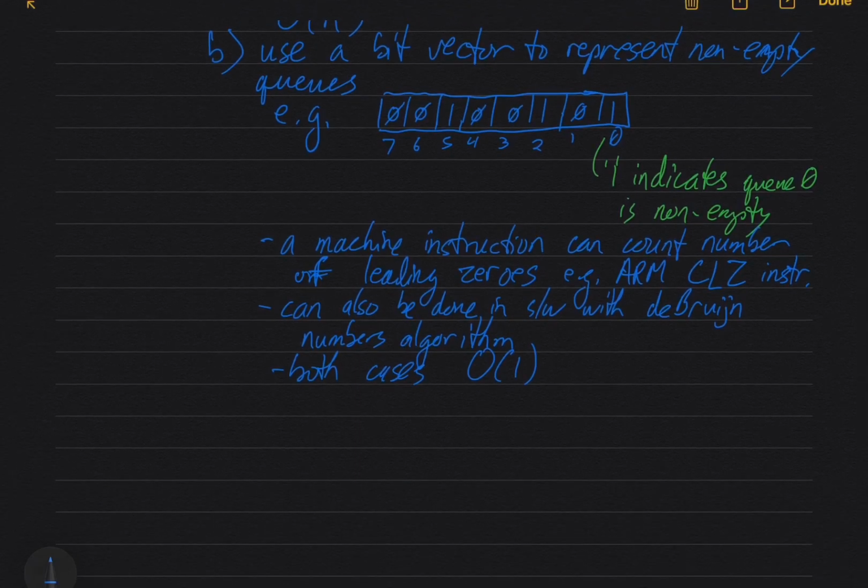And as a result, fixed priority preemptive scheduler overhead is order 1. Now we've added a bit of bookkeeping that's required. We've got to maintain this bit vector too, but that's just a few instructions. And as a result, fixed priority preemptive scheduling is widely used. So FPP is widely used.